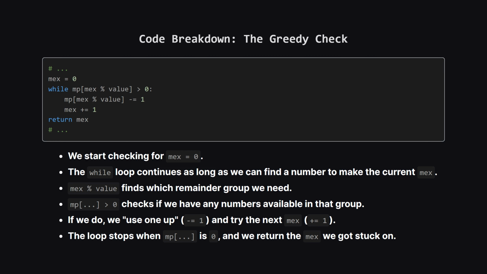Next, we have the core greedy logic. We initialize our potential answer, max, to 0. Then the while loop starts. The condition inside the loop is the main check. It looks at our map and asks, for the remainder that our current max needs, is the count greater than 0? If it is, it means we can make this number. So we decrement the count for that remainder to show we've used 1. And then we increment max to try and build the next number in the sequence. The loop will keep running until this check fails, at which point, the current value of max is exactly the number we couldn't make, and that's our answer.